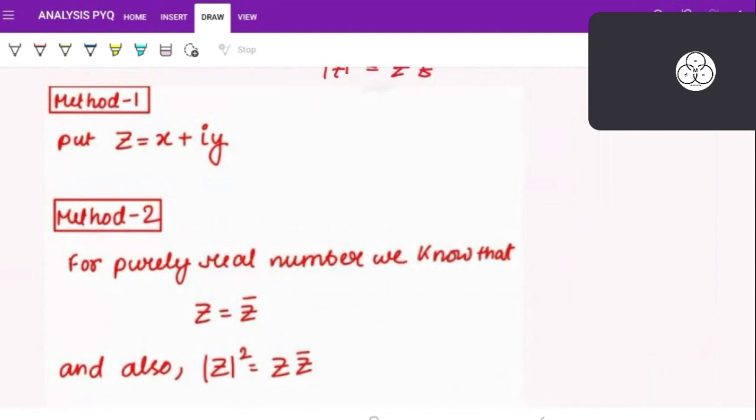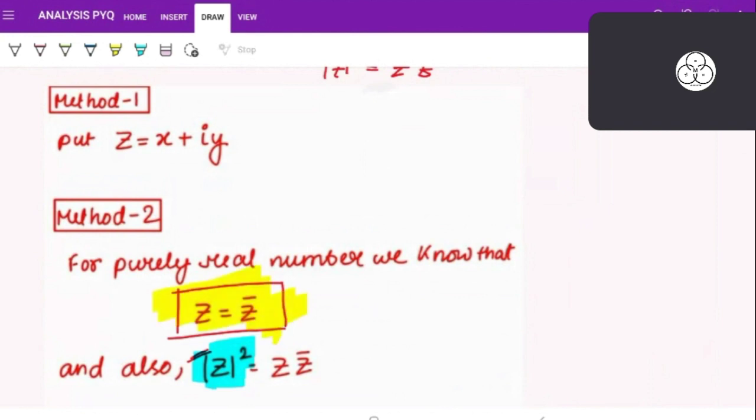See, whenever we are given problems like z belongs to the real numbers, this is the motivation. And also we know that mod z square equals z z bar, because we are asked to find the value of mod z square. So using these two things as the motivation, we are going to solve the problem.